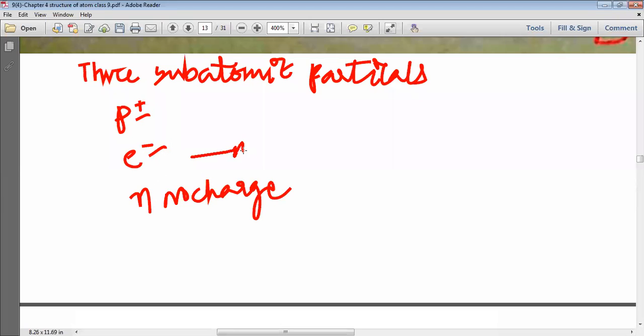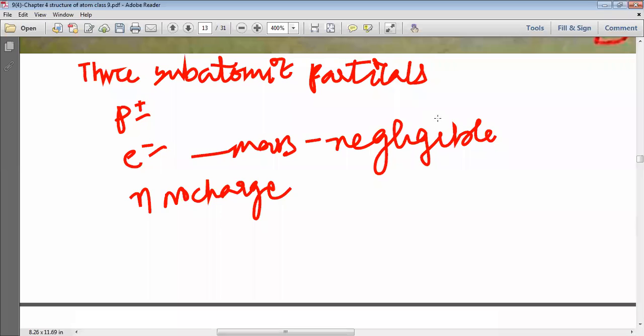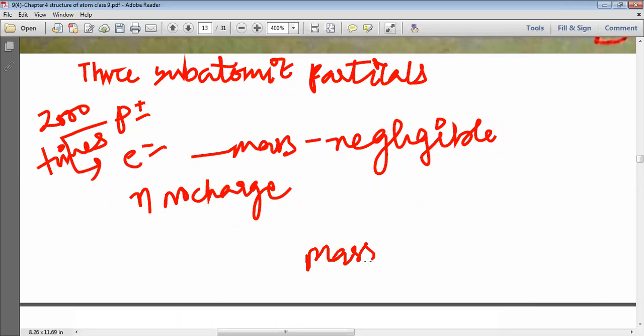The mass of electron is negligible, but the mass of proton is almost 2000 times the mass of electron, and the mass of neutron is greater than the mass of proton. But the mass of neutron and mass of proton are very similar or very near to each other.